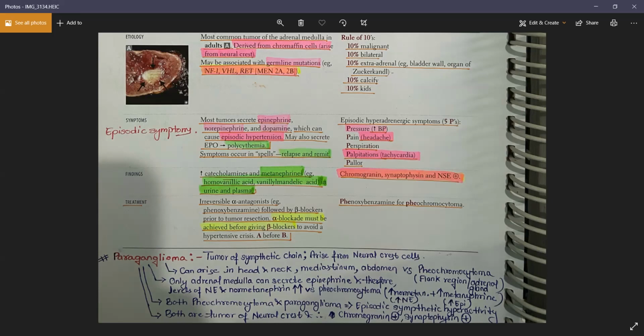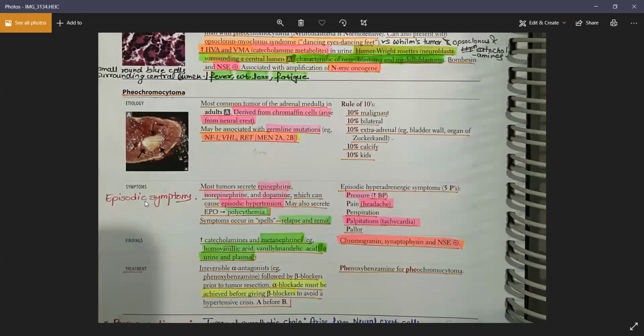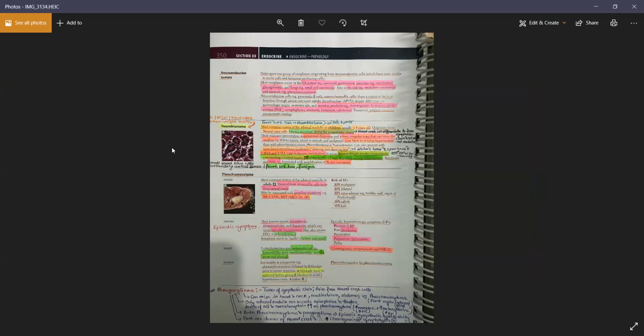Okay, both of the tumors are from the neuronal cells. They are all chromogranin and synaptophysin positive also. So do not forget to differentiate between paraganglioma and pheochromocytoma. Any doubt on this page so far?